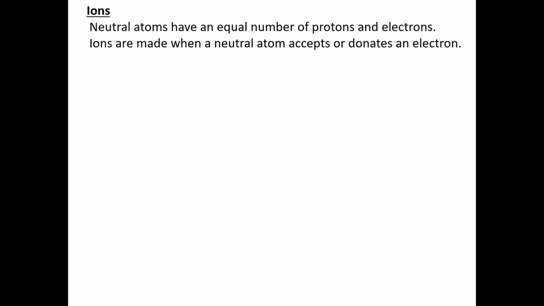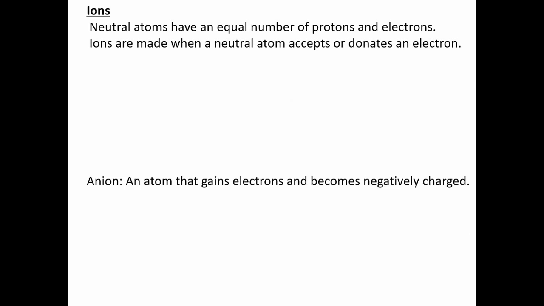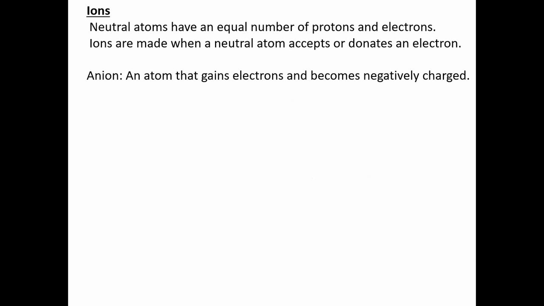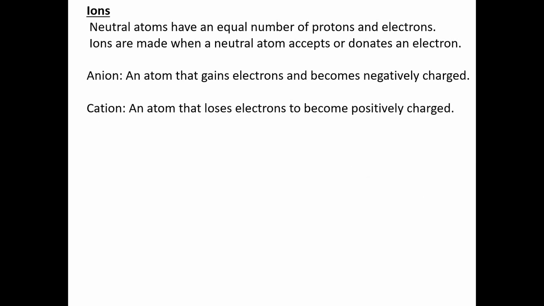The next property that we want to look at is called ionization energy. Remember that ions are different from regular atoms in that they've lost or gained electrons. If we have an anion, we have a negatively charged atom that has gained some electrons. If the atom has lost electrons, then it becomes a positively charged ion, and we call that a cation.